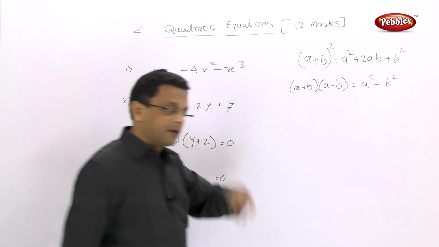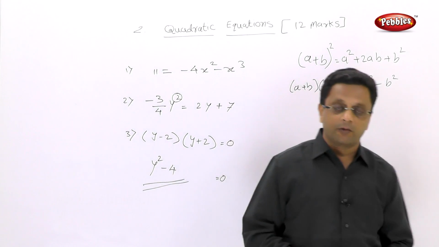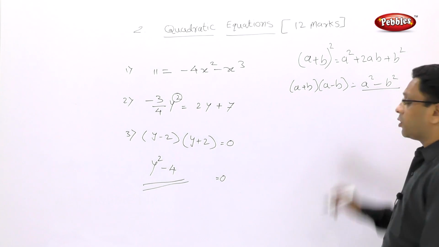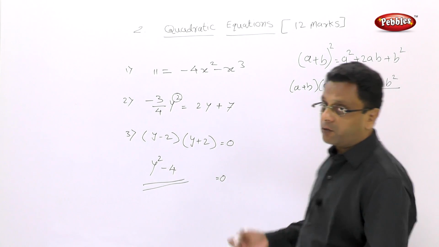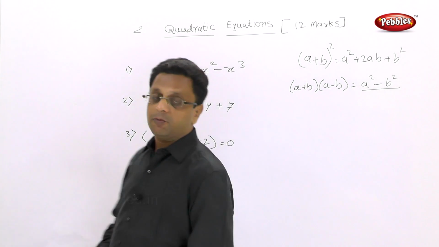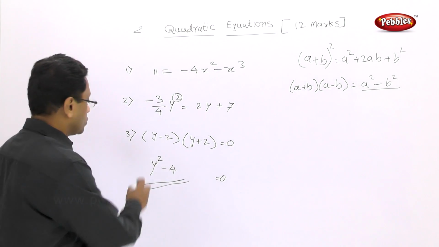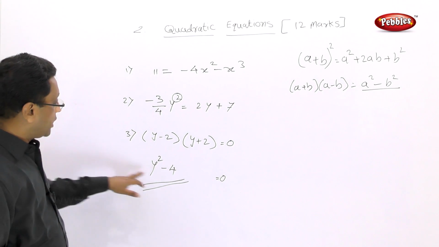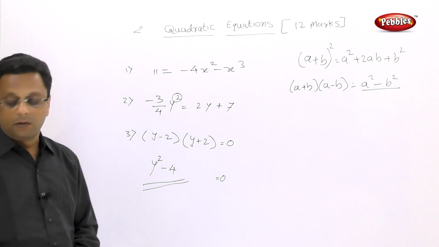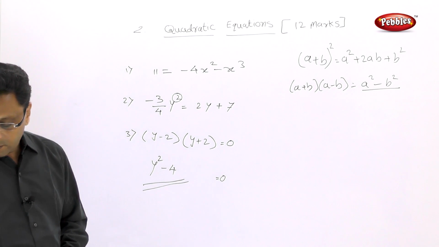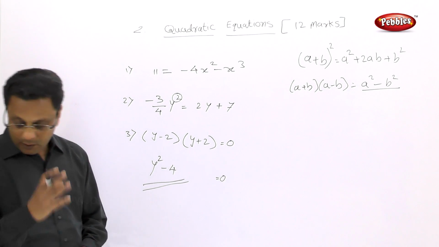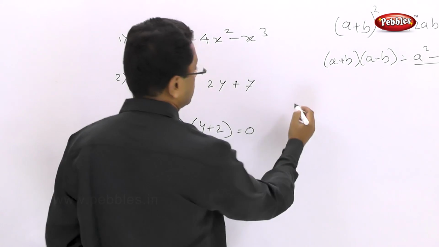a plus b, a minus b is a square minus b square. This can be vice versa also. Sometimes there can be a square minus b square and you have to write a plus b, a minus b. Okay, so is this a quadratic equation or not? Y square minus 4 equal to 0. Yes, this is a quadratic equation in variable y. Let us see next.